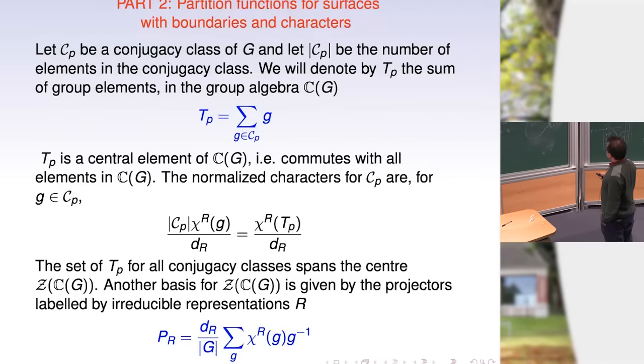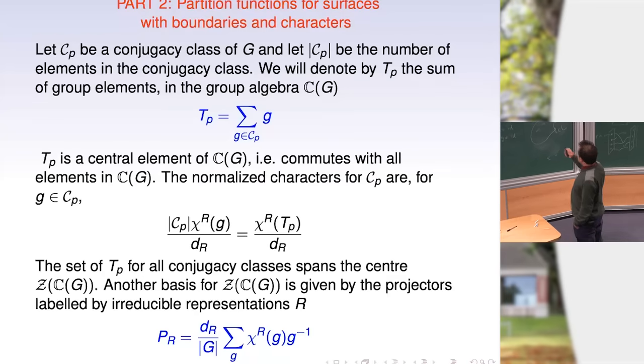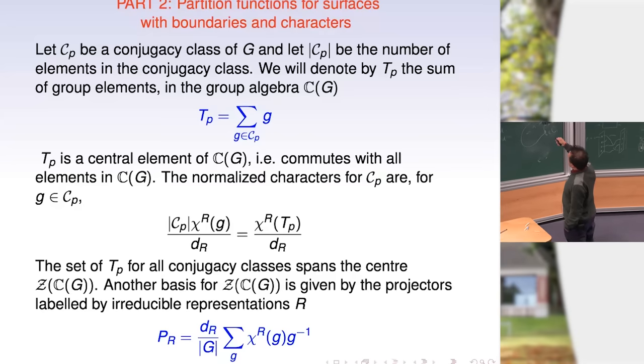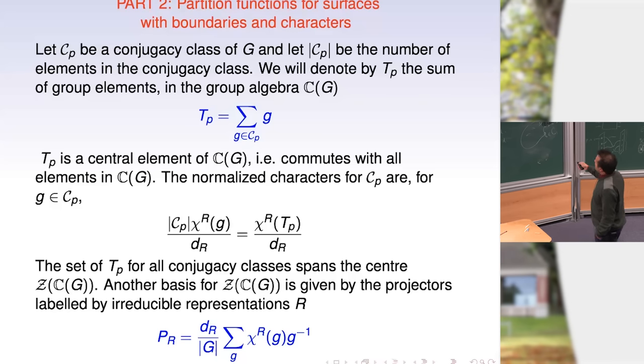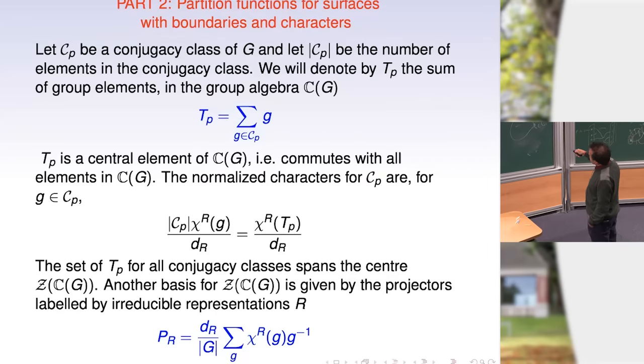All these partition functions are expressible nicely in terms of the group algebra of the group, and in particular in terms of the center of the group algebra. Given any conjugacy class, which I call P, let's say this is its size, the number of elements in the conjugacy class, if you take the sum of group elements in that conjugacy class, this is central, it commutes with everything in the group. What will be useful in these partition functions is this peculiar kind of normalized character, where you take the character of a group element in that conjugacy class times the size of the conjugacy class divided by the dimension of the irrep. Sometimes it's called a normalized central character. That plays a role in the partition functions.